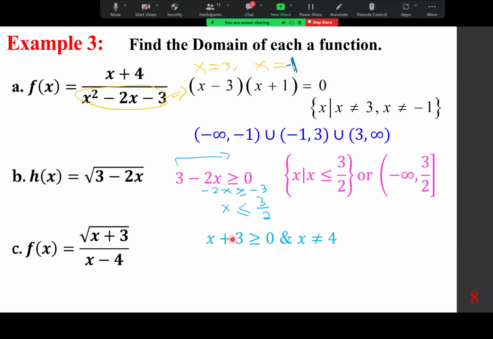So let's write them together. On the one hand, x plus 3 must be larger than or equal to 0. On the other hand, x can't be 4. So if you stick with that only, it means x is larger than or equal to minus 3, and it means from minus 3 to infinity.